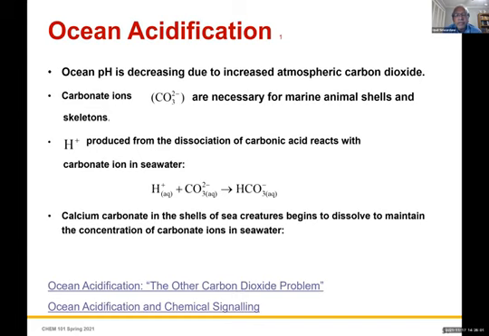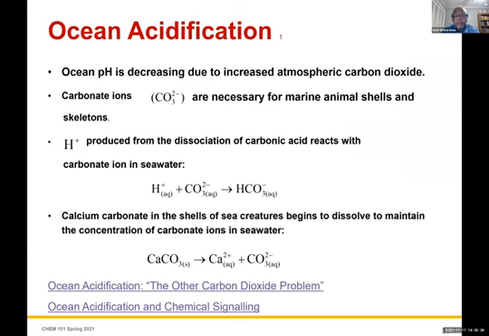So that bicarbonate ion dissolves calcium carbonate in sea shells more. Calcium carbonate sea shell creatures begin to dissolve to maintain the concentration of carbonate ion. The carbonate ion is removed to bicarbonate, therefore it needs to be replaced. Then sea shells, corals and other sea creatures which have calcium carbonate covering, as a result, would die. So that's a habitat disruption.